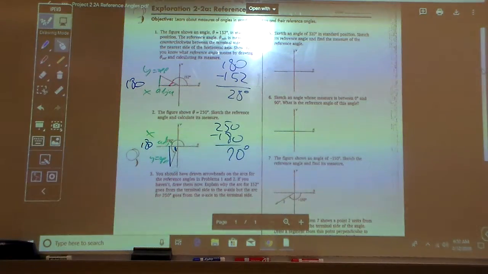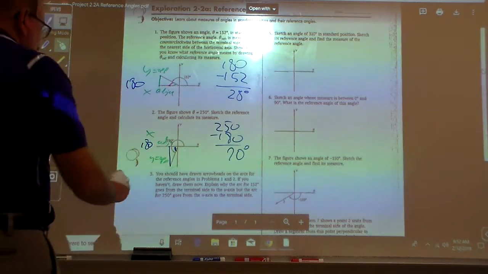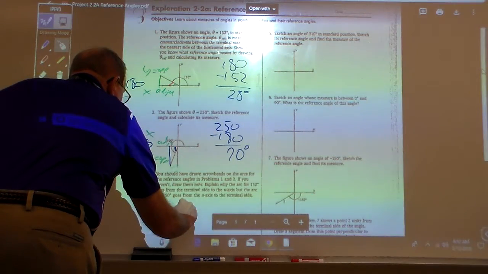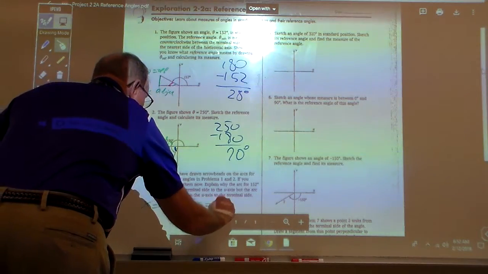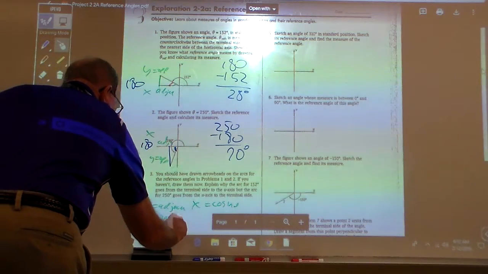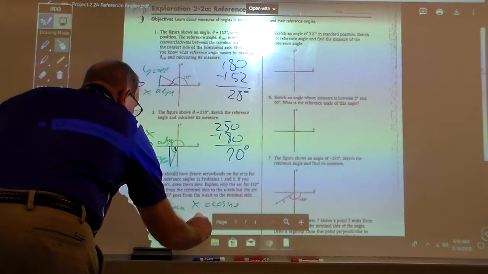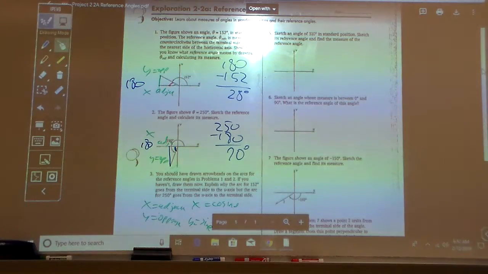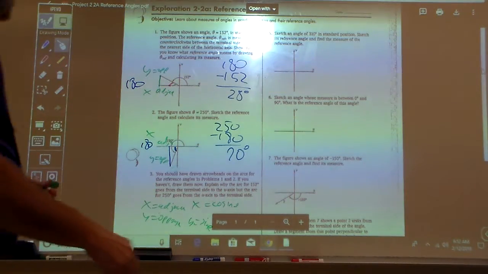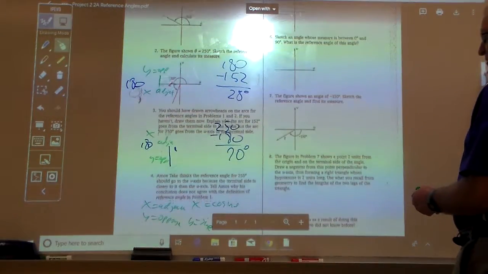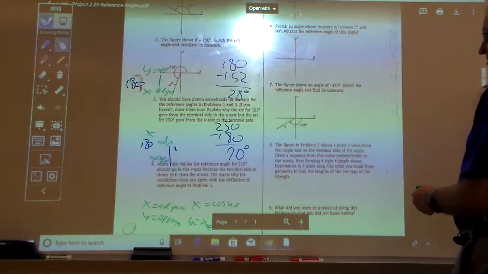So the reason that we always draw it back to the horizontal axis is so that x will be adjacent, which simply means that we can use the x for the cosine function, especially on the unit circle, and y is always opposite, so that we can use it for the sine function on the unit circle. That's the reason why it does that. All right, let's see what question 4 says. And I may have kind of answered 4 with that explanation.